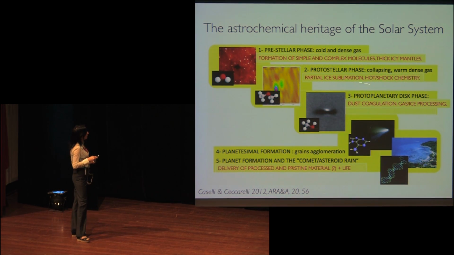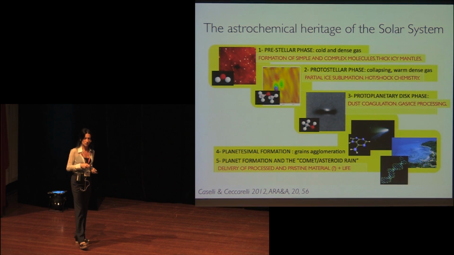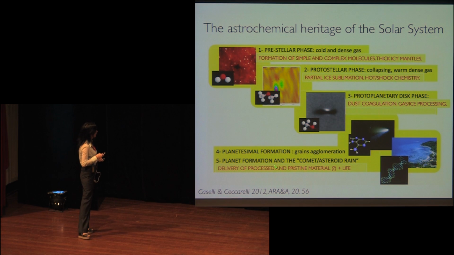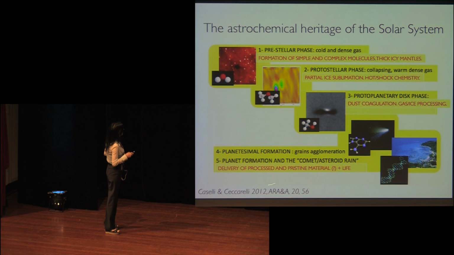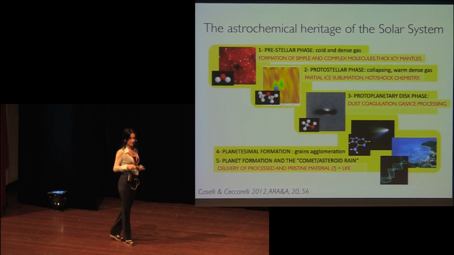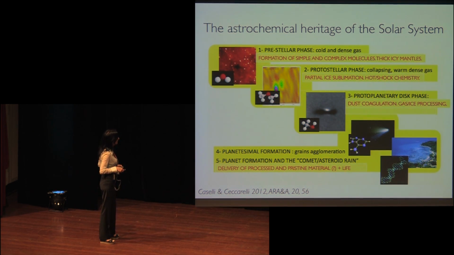Then the protostellar phase, where we have partial sublimation of this ice, and also hot chemistry and shocks, so a very violent environment. Then the protoplanetary disk phase, where we have dust coagulation, gas and ice processing, and then finally the planetesimal formation, and the rain onto the Earth, and maybe the delivery of some of the pristine material, or even the pristine material that has been processed. But still, I think this is one of the points: it is important to take into account this pristine material, maybe.